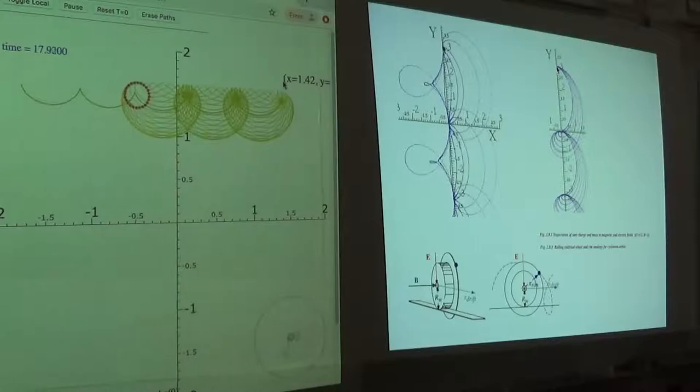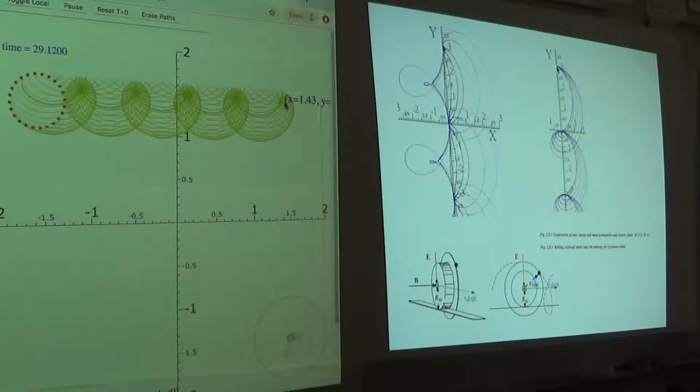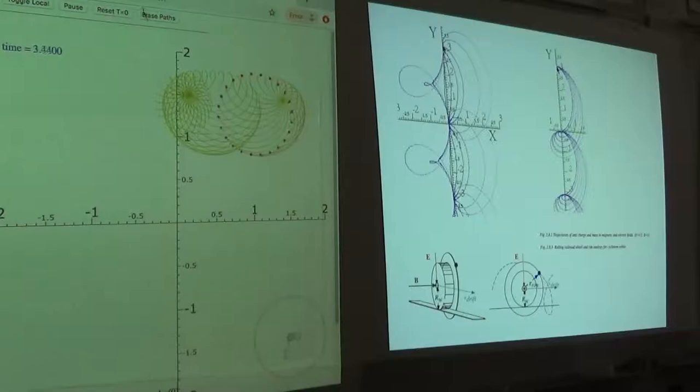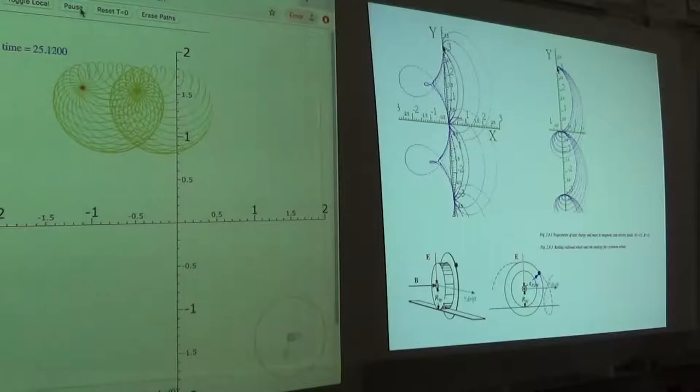Isn't that beautiful? And I could also throw it down. I should have erased the paths. Let me do that. Let me start this thing over. Reset to time equal zero. I'll erase the paths and then let it go.